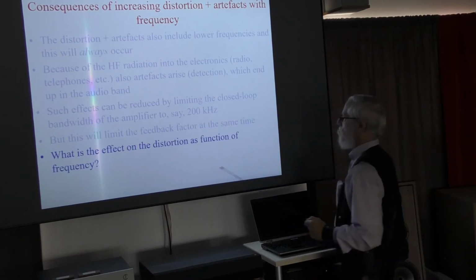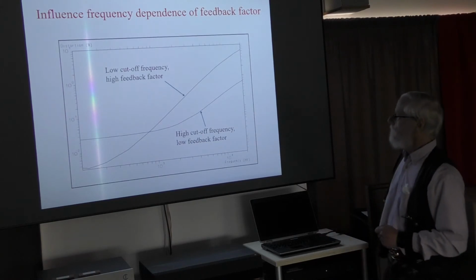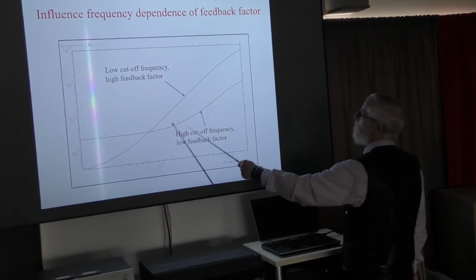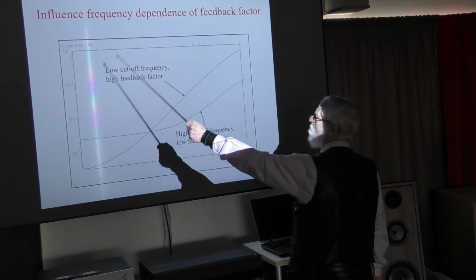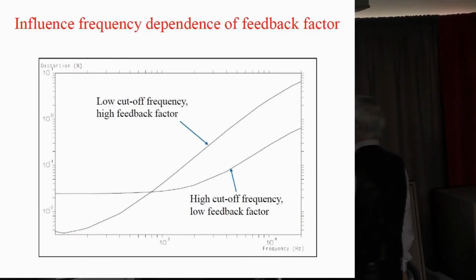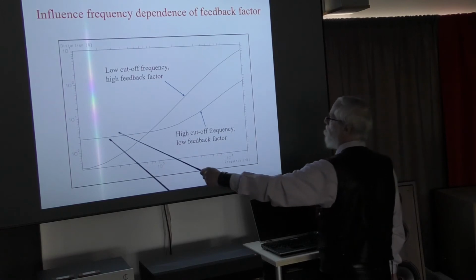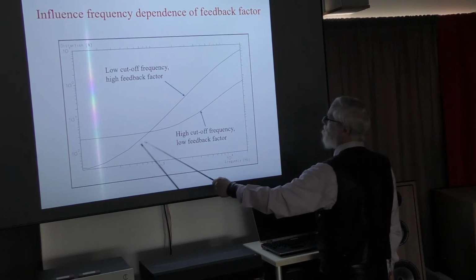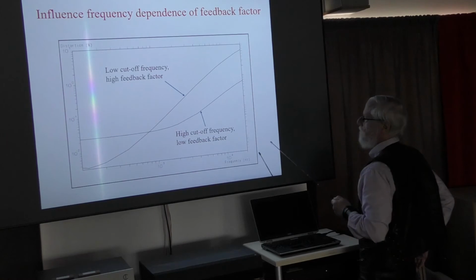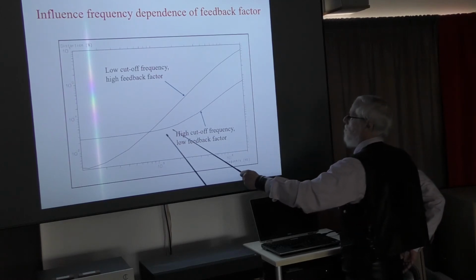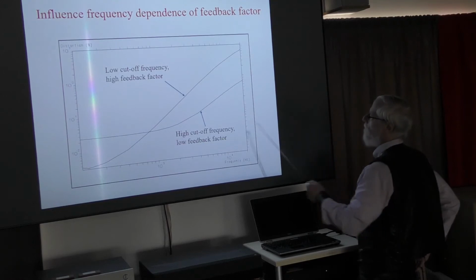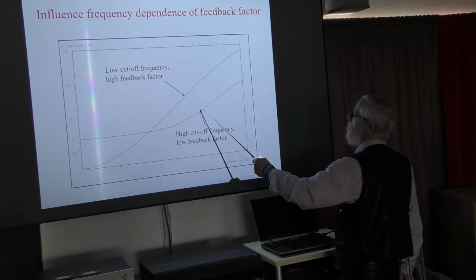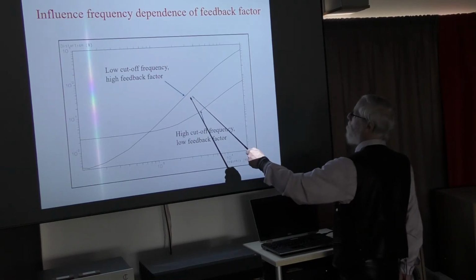So what's the effect on the distortion as a function of frequency? Well, if I use a low cutoff frequency and a high feedback factor, I get this response for the distortion and artifacts. Note again the logarithmic scale. And with a high cutoff frequency and a low feedback factor, I get this. So at the low frequencies, I get a lower distortion, but it very rapidly increases with frequency. And with a high cutoff frequency, I have a far lower level at higher frequencies. And I'm pretty sure that this will be perceptually far more acceptable than this.